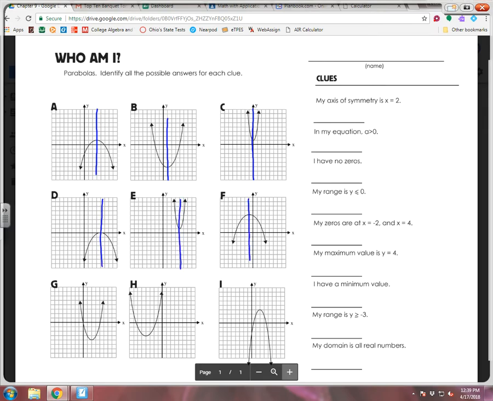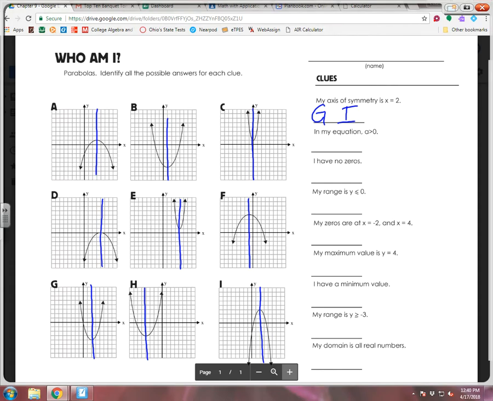So if we look at these, which of these lines are on x equals 2? X equals 2 means it's over to the right 2. Well, letter A looks like it's to the right 3. Letter B is to the right 1. Letter C is just on 0. Letter D moves over 4. Letter E also moves over 4. Letter F is to the left 1. Letter G, that is x equals 2, so I'm going to put a G right here. Letter H looks like it moves to the left 4, and letter I, the axis of symmetry, is also on 2, so this is G and I.